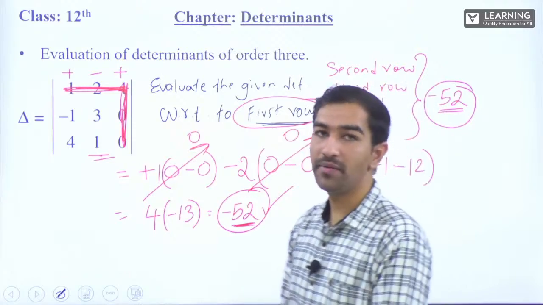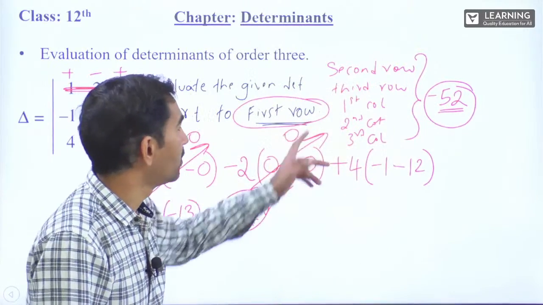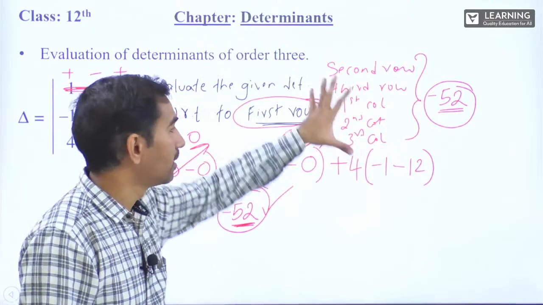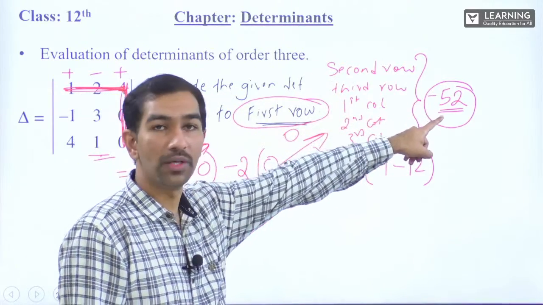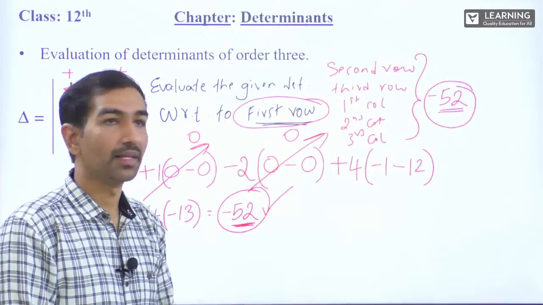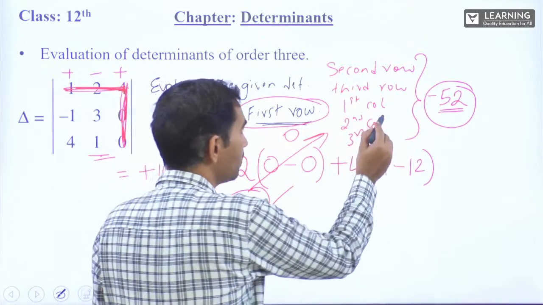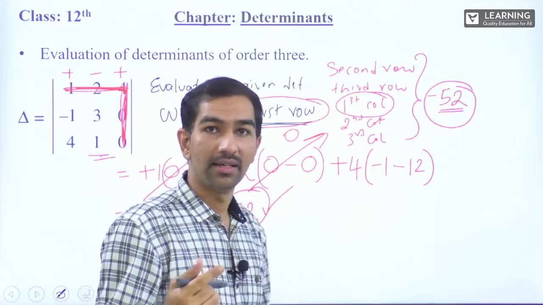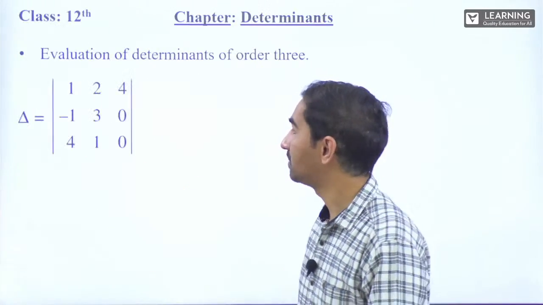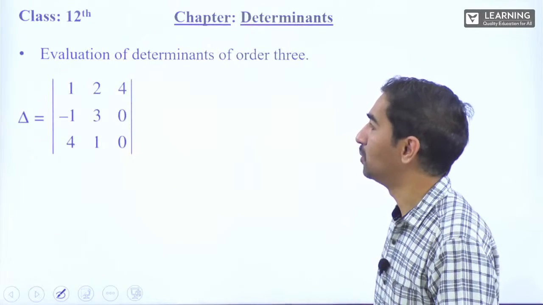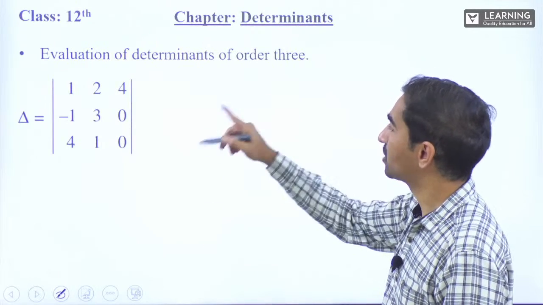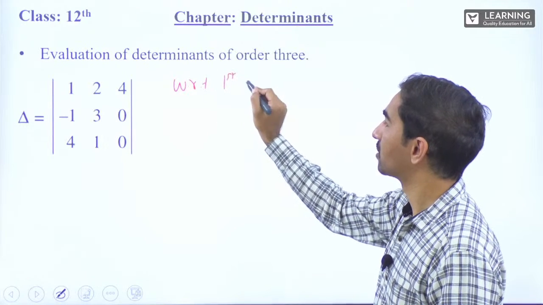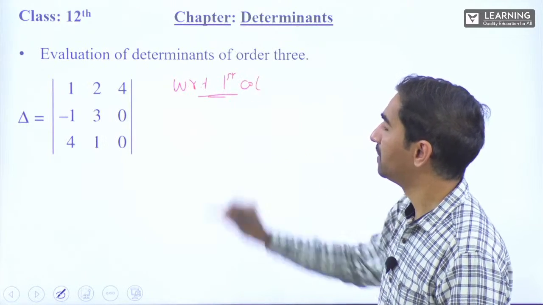You can also evaluate the same question with respect to second row, third row, first column, second column and third column. The answer will remain same. That would be equal to how much? Minus 52. Okay. So now what we'll do next is we will take first column in the next trial. Alright. So see here, same question, no changes with respect to the first column now. So we'll be a little bit fast now.